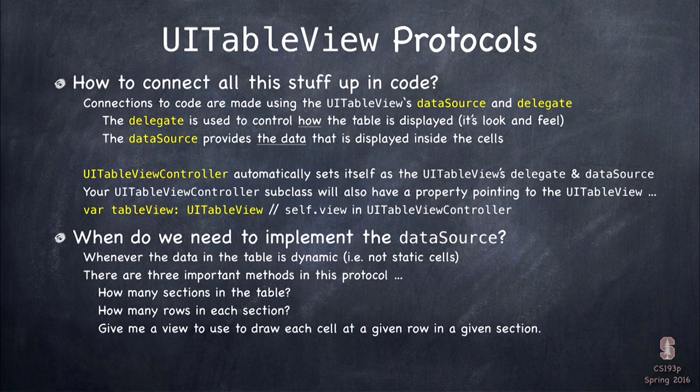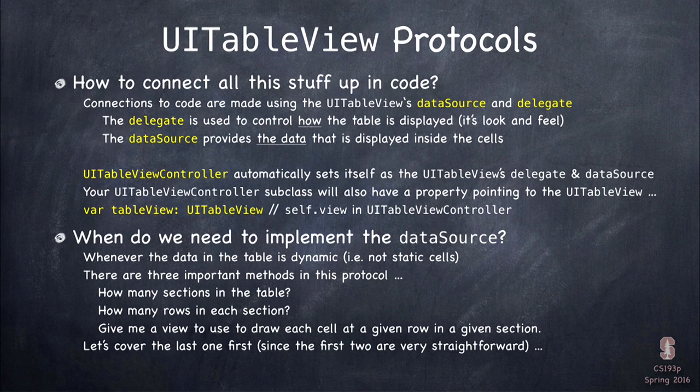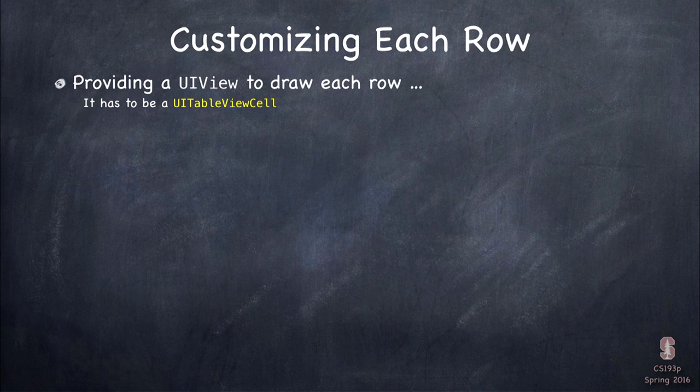And there are three very important methods in the data source protocol. There's a bunch of methods in there, but there's three really important ones. One is how many sections are in this table? How many rows are in each of the sections? It's going to ask for every section, how many rows in this section, how many rows in this section, how many rows in this section. And then give me a view, a UITableViewCell subclass, to draw this row. Okay? And that's when you're going to implement cellForRowAt indexPath and give it an instance of your subclass. And I'm going to show exactly how you do that in a second here.